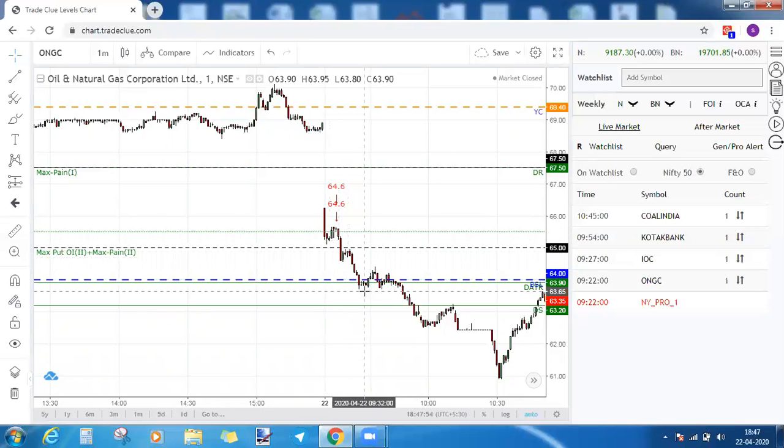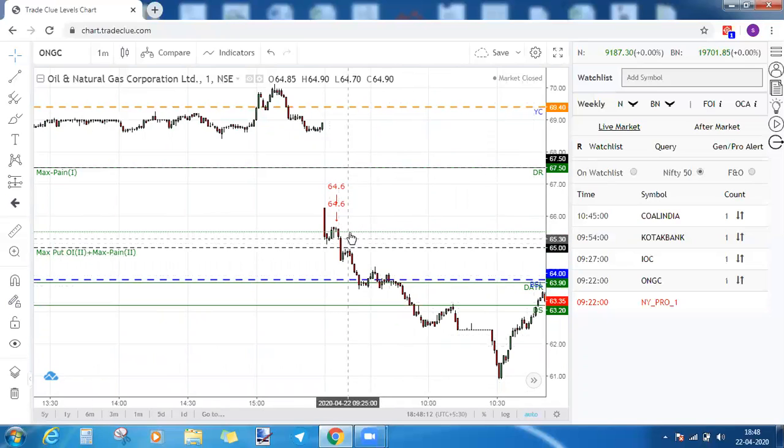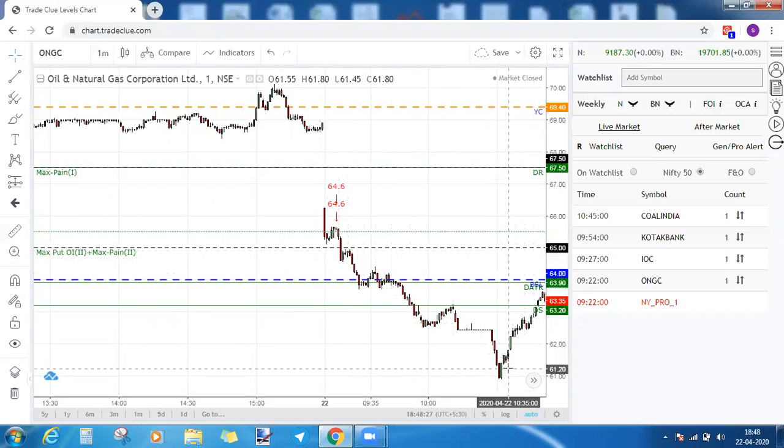So whenever the price retraces back after testing a level and then breaks that level, you can modify your stop loss so that you will be along with the trend, how much ever high it goes or how much ever low it makes, you can follow the trend. Only thing you need to do is just enter the trade and then keep modifying your stop losses. So this was ONGC on 1 minute time frame where the system generated the alert at 9:22, and had you taken the trade below this max pain somewhere around 65, the price fell until 61, so that's a huge fall.